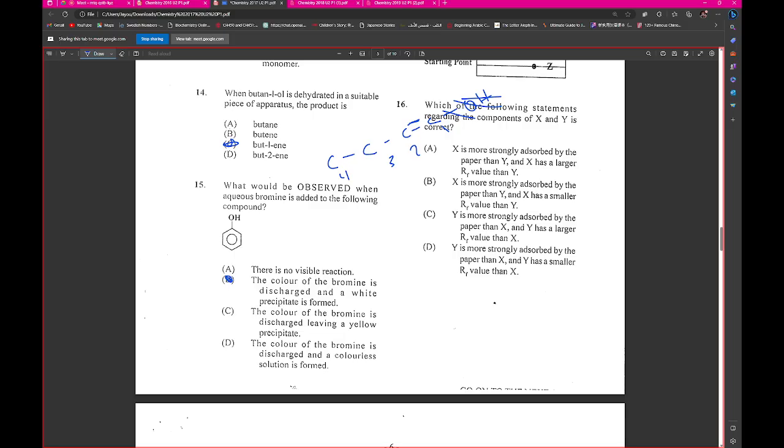Before you, there was another question pretty similar to this one, but instead of the phenol, they had 2,4,6-tribromophenol. They said what would be observed when aqueous bromine was added to 2,4,6-tribromophenol. Would the answer be A in that case? There would be no visible change.